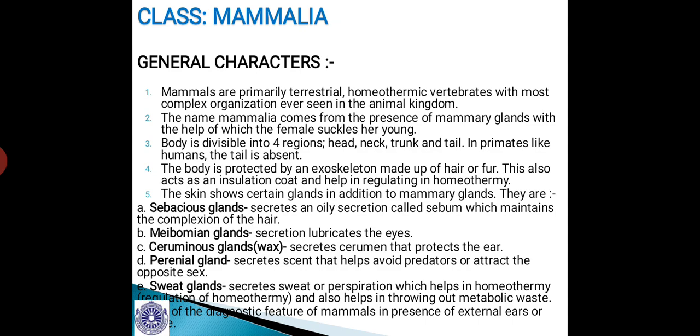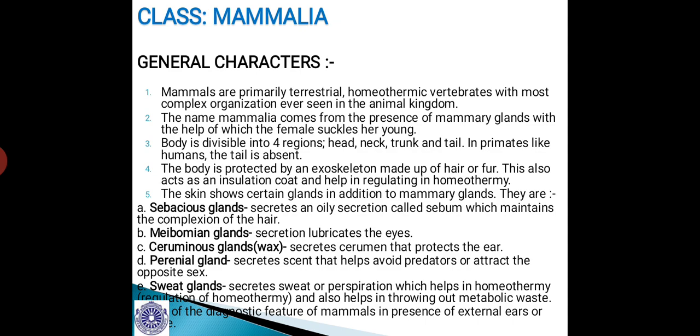The skin shows certain glands in addition to mammary glands. They are: first one, sebaceous glands, which secrete an oily secretion called sebum, which maintains the complexion of the hair. Second one, meibomian gland. The secretion lubricates the eyes. And then ceruminous glands, also called earwax glands, which secrete the cerumen that protects the ear. And perineal glands, which secrete the scent that helps in avoiding predators or attracting the opposite sex.